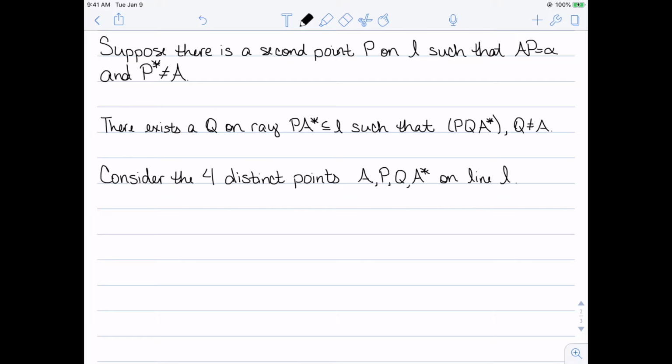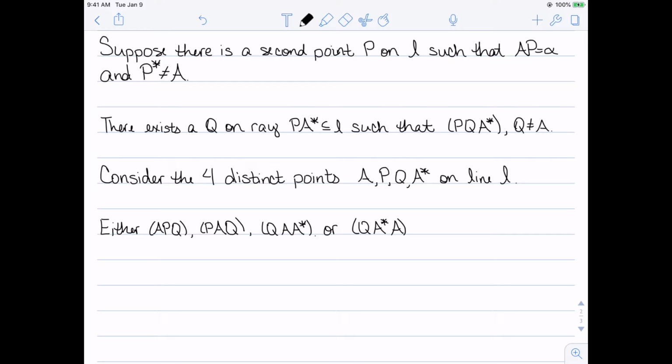So we have 4 different distinct points, A, P, Q, and A star, all on my line L. So now I have to have one of these 4 betweenness relations with these points, either APQ, PAQ, QAA star, or QA star A. However, each of these has an issue.